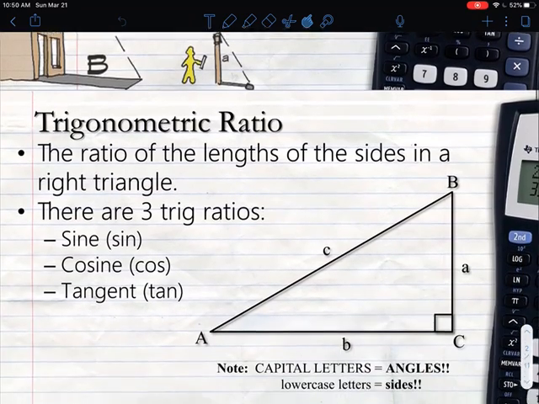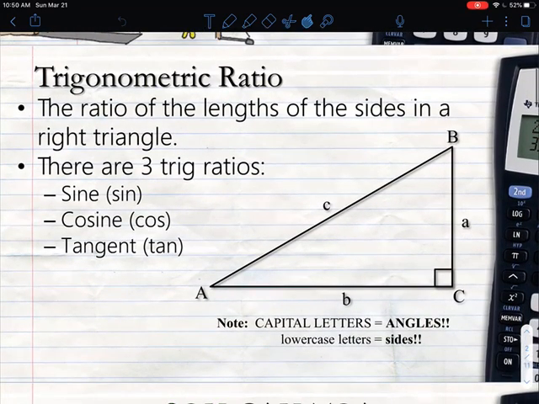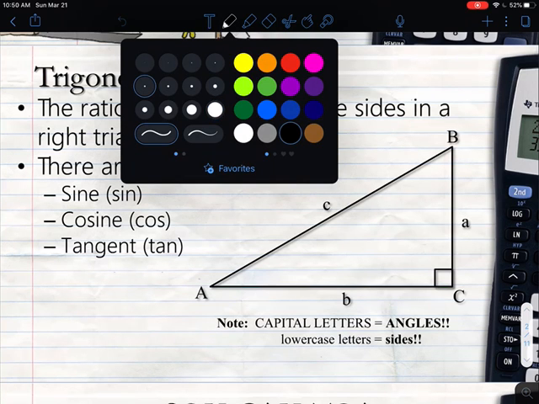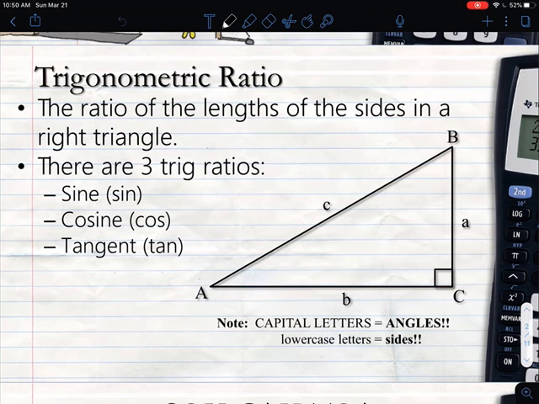And so the first thing we're going to talk about is what they are. So a trig ratio is a ratio of lengths. So it's a ratio of the lengths of the sides in a right triangle. So we're just going to take one side divided by another. So when we talk about ratios, that's just like a fancy word for fraction. So we take one side divided by the other.